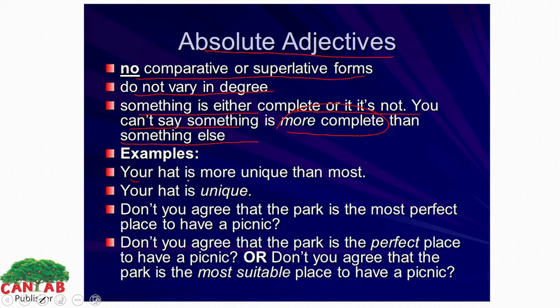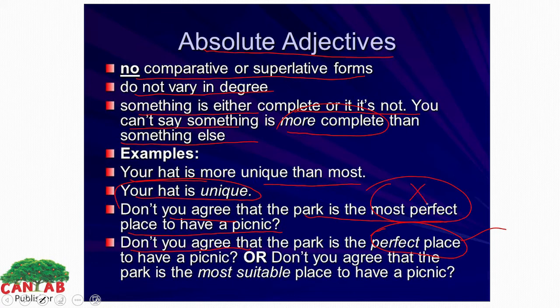For example, "your hat is more unique than most." Your hat is unique. "Don't you agree that the park is the most perfect place to have a picnic?" This is wrong. "Don't you agree that the park is the perfect place?" This is the right one here. Most perfect would be incorrect here, or more unique would be incorrect here.